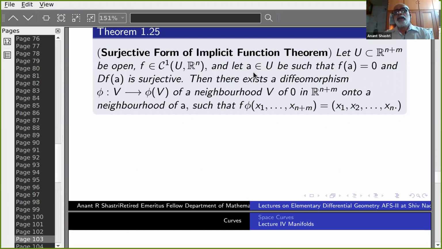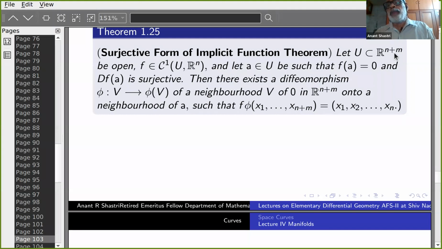See, I don't want to write now A comma B and so on. I am not thinking of R^(n+m) as a product R^n cross R^m. Okay, the coordinates could be any way, whichever way you like. So this whole thing is R^n. That is why A belongs to U, f of A equal to 0. DFA is surjective. So this is the hypothesis.